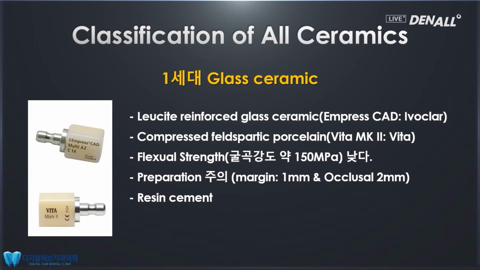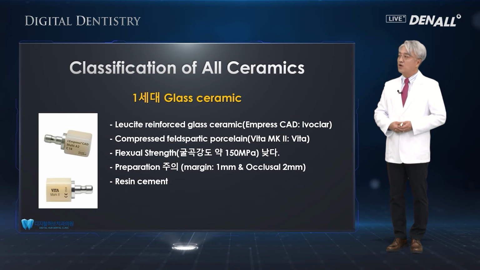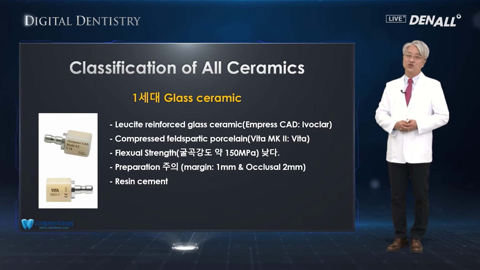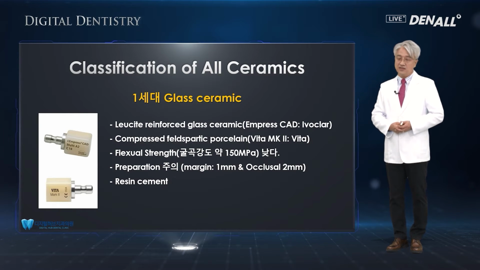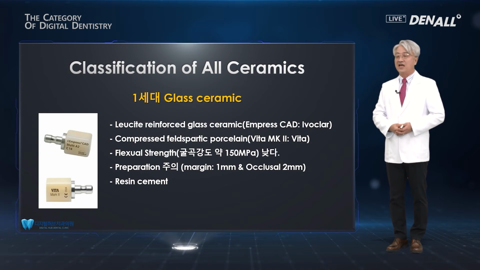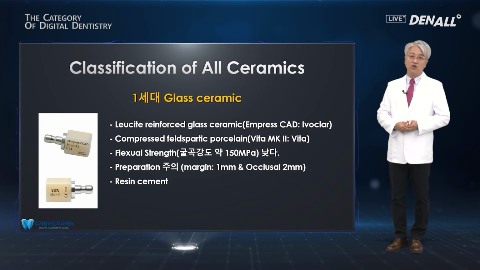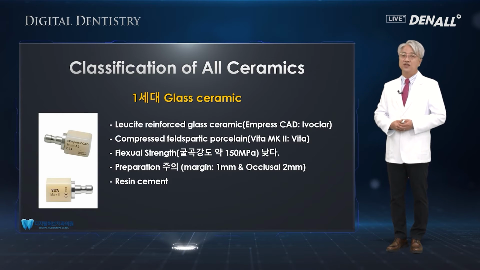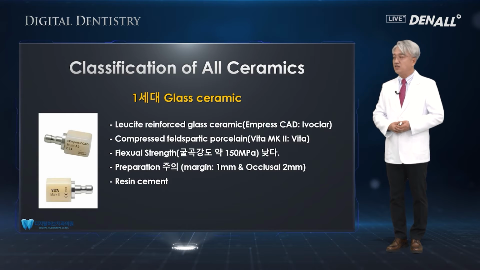Very nice material, but flexural strength is about 150 megapascal, so it's a bit on the low side. So on the anterior side, or where the occlusal force is not too strong, you use it in that area, and because of that low strength, you need to have occlusal reduction in the margin side of about 1 millimeter or 2 millimeters.